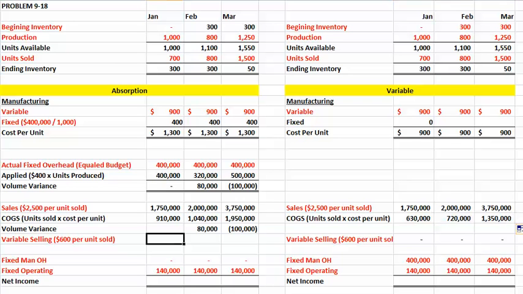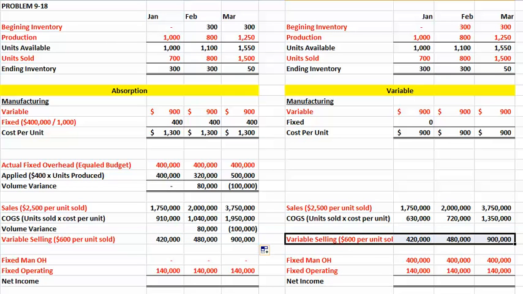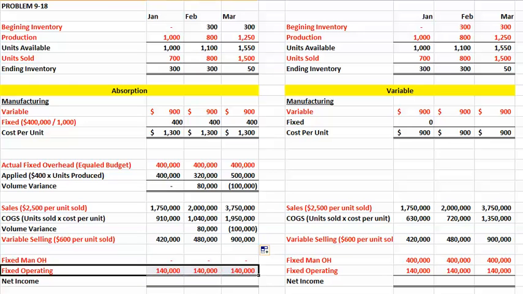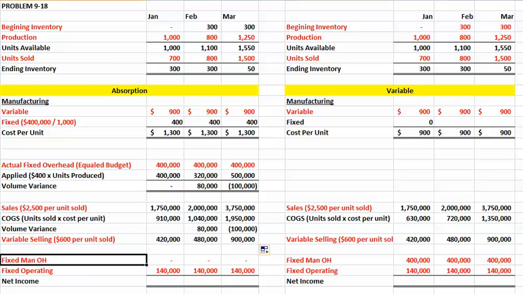So next thing we need to pick up is our variable selling cost. We are told that it's $600 per unit sold. So that equals 600 times our units sold, and I'll drag that across. And notice our variable cost per unit is the same under both absorption costing and variable costing. Our fixed operating overhead, we're told, is 140, and that's going to be the same for both absorption and variable. So notice our differences between the two.